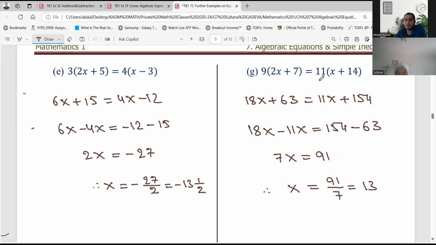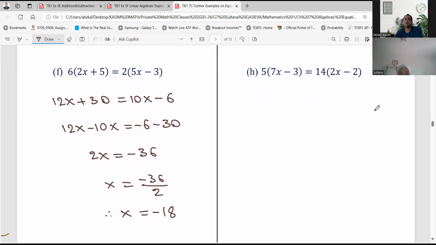Okay, the last question for today. So then it's going to be 12, 13, 5. So times 7x, 35x, right? 35x minus 15 equals 28x minus 28.